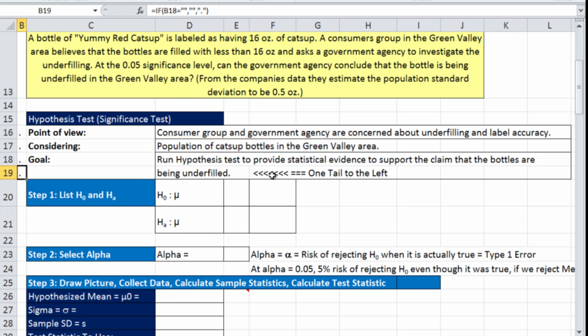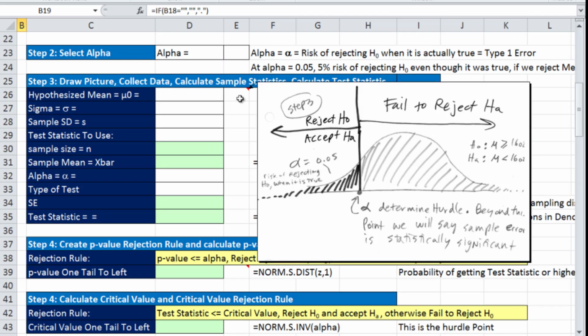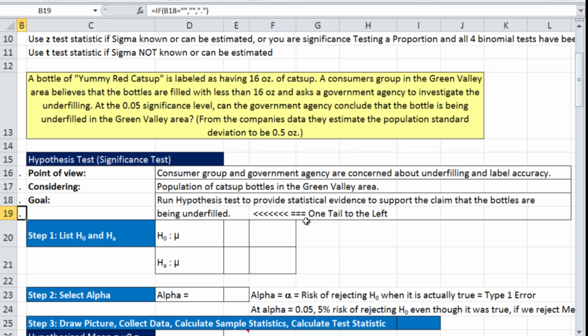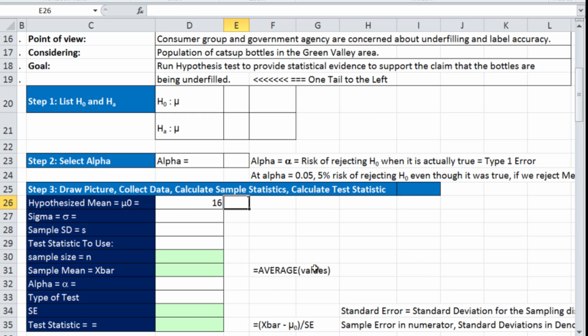As soon as you do that, for some people, it's easier just to look at a picture. There's a picture, so we're going to be testing on the low end. But what you do to set up the official hypothesis in step one is write the null hypothesis, the original claim, and the alternative hypothesis. As we saw in last video, you put H sub 0 colon mu, H sub A colon mu, then the comparative operators and then our numbers. Our numbers are going to come from the label, so 16 ounces. I'm going to come down to step 3. Our hypothesized mean is going to be 16 ounces. I'm just going to put that right in here.